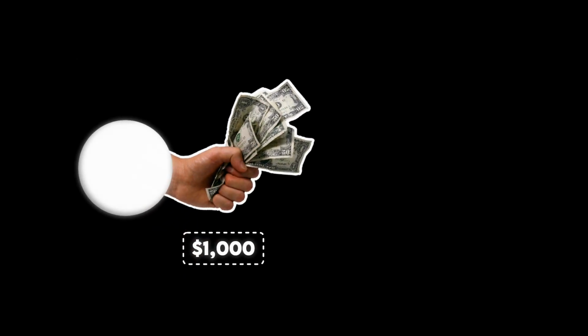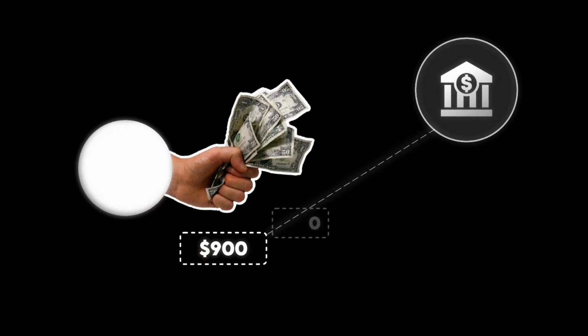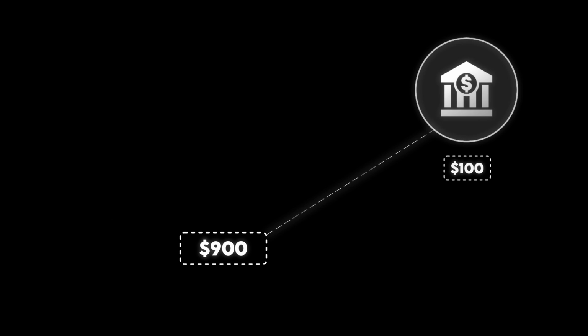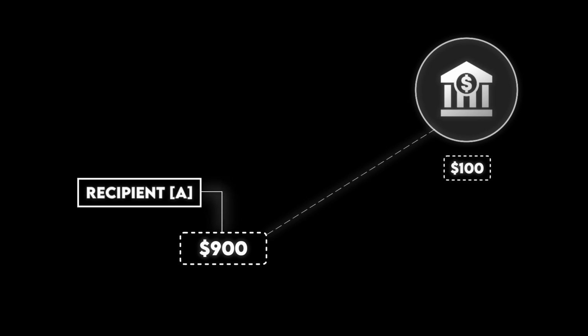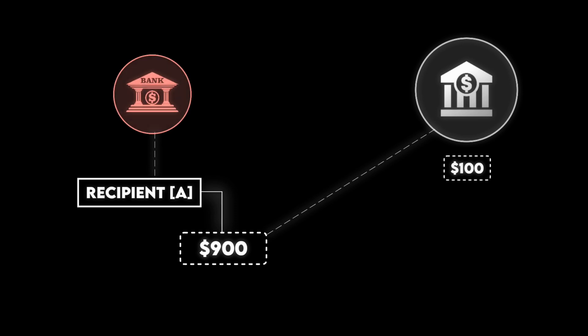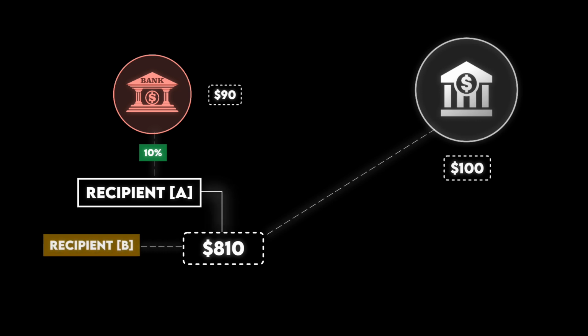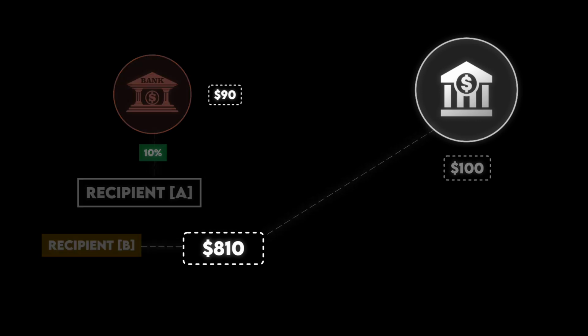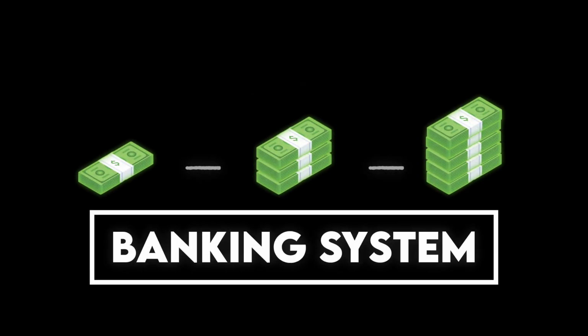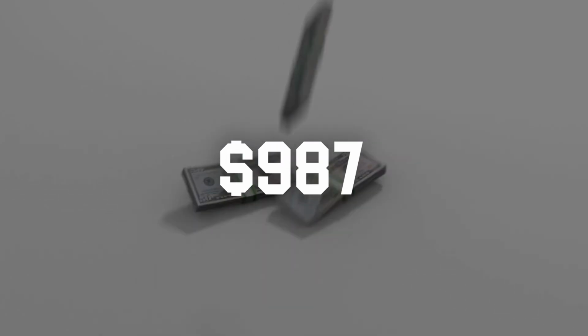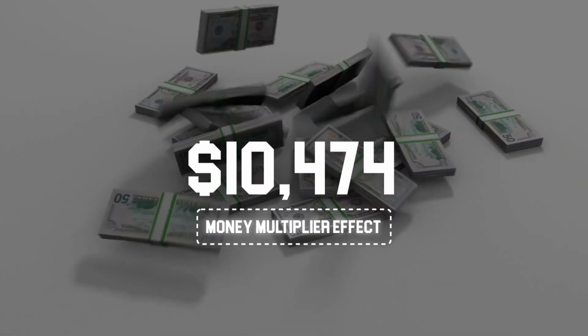So, from your $1,000, the bank holds onto $100 and lends out $900 to someone else. That $900 can then be deposited into another bank which keeps 10%, which is $90, and lends out $810, and so on. This cycle continues, effectively multiplying the initial deposit across the banking system. This process is known as the money multiplier effect.